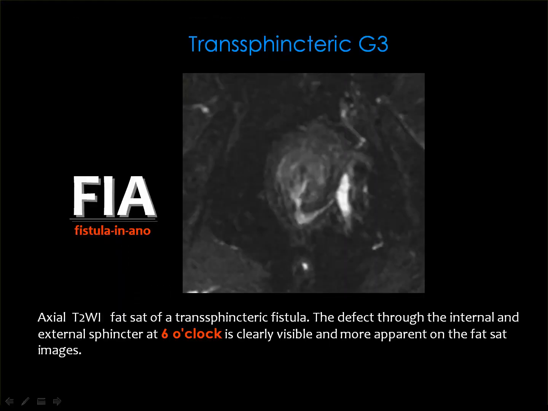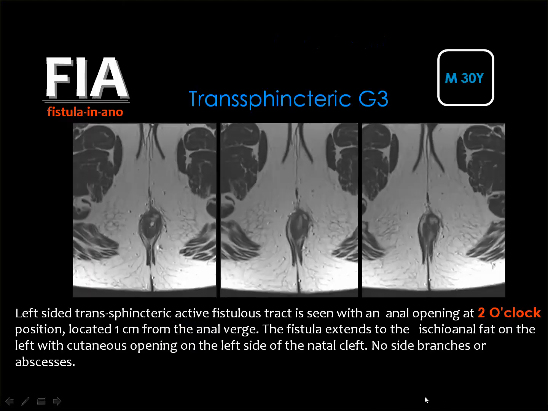And this is another example, and you see this is an intersphincteric fistula, the opening at 6 o'clock, and it goes like this between the sphincters until it pierces the external sphincter and goes into the ischioanal fossa. Another example, and you see a fistulous opening at 2 o'clock, and it goes like this between the sphincters until it crosses the external sphincter and minimally extends into the ischioanal fossa.